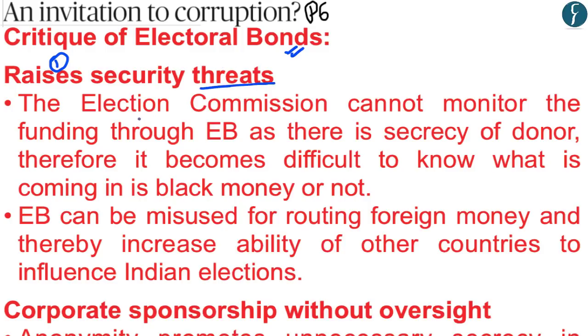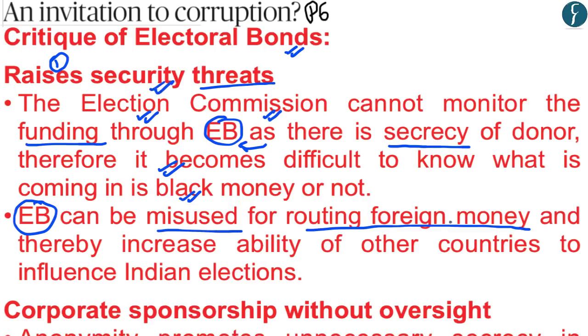One of the problems with electoral bonds is that the election commission cannot monitor their funding, wherein the identity of the person who has purchased the electoral bond is bound by secrecy, and therefore it becomes difficult for the election commission or for any other government organization to know whether the money through which the electoral bonds have been purchased is black money or not. And one of the main issues with regards to electoral bonds in terms of security threats is that they can be misused for routing foreign money and thereby increase the ability of other countries such as China, Pakistan and others to influence Indian elections.